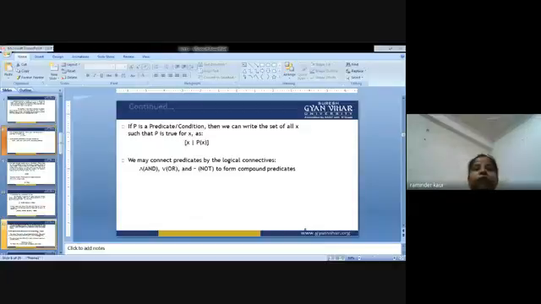So next is, if P is a predicate, or it could be a condition, then we can write the set of all X such that P is true for X, and it could be written like this, in curly braces, where by the condition we are applying only to X. Or we may connect predicates by the logical connectives and, or, not. This is and, this is or, and this is not, to form compound predicates.